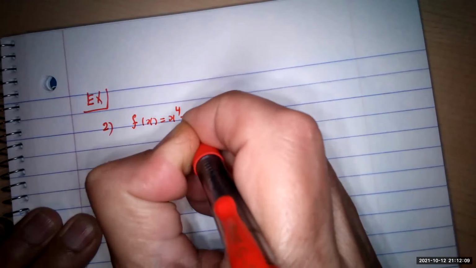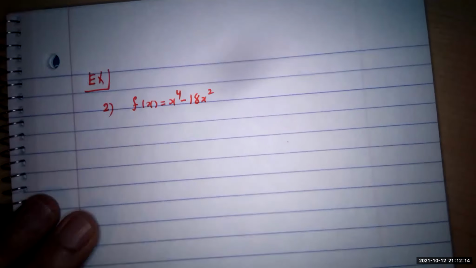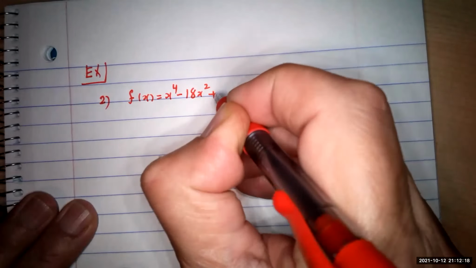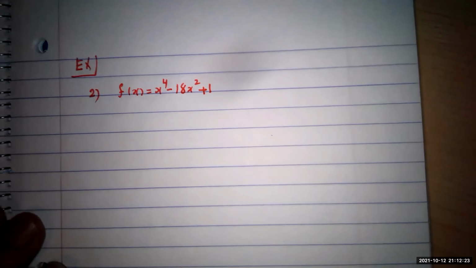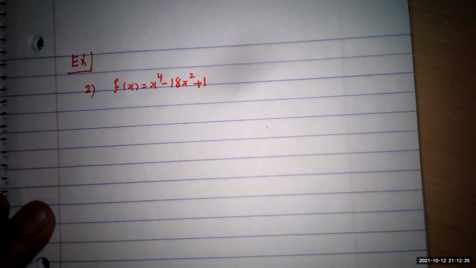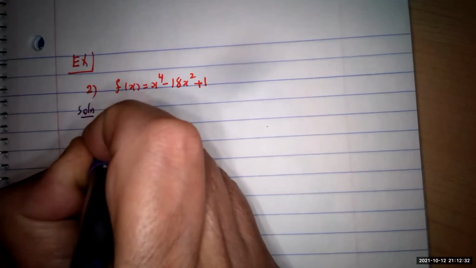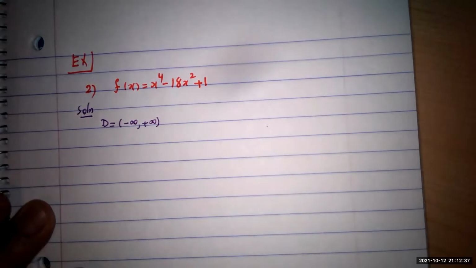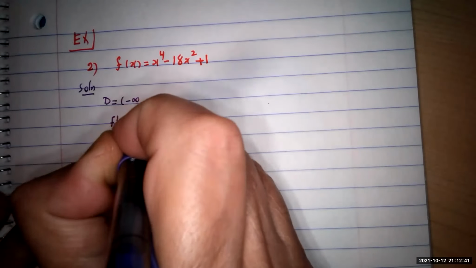It's x to the fourth. I want to give you more numbers; that's why I picked this one. Okay, x to the fourth minus 18x squared plus 1. Very popular case. Same question. Okay, so we start with the domain again. Solution. You know that it's a polynomial, so the domain of the function is negative infinity to positive infinity. That's the domain. You differentiate it, f prime of x equals.